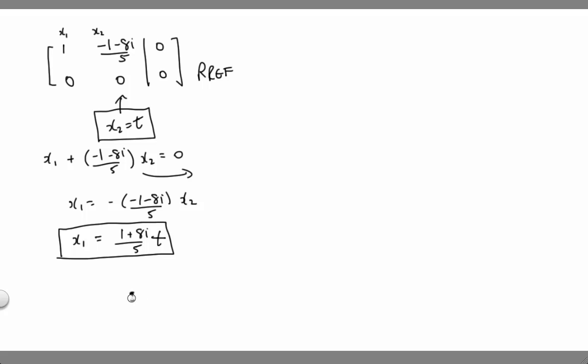So we can say vector x, these are giving us all our eigenvectors. So vector x equals something times t. Putting the correct coefficients in here, it would be (1 plus 8i)/5 and 1. And strictly speaking, you could say for t not equal to 0, because usually you don't consider the 0 vector to be an eigenvector. Great, so that's our list of eigenvectors.